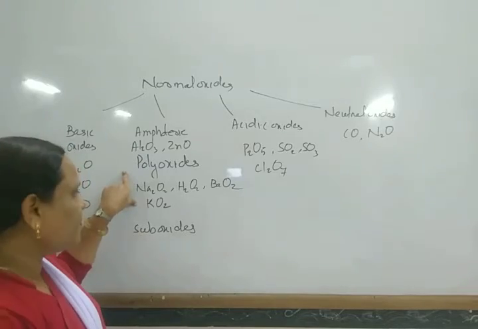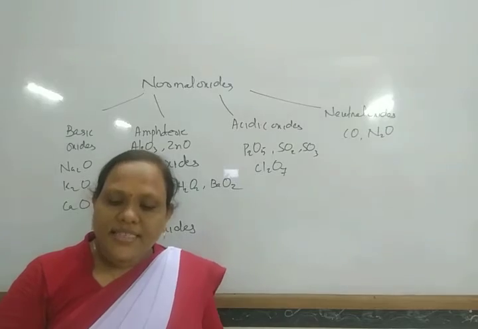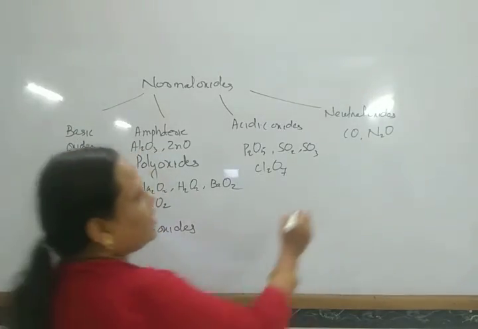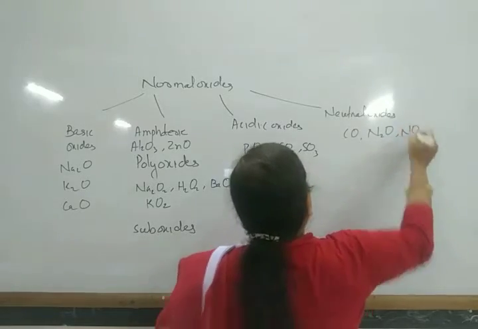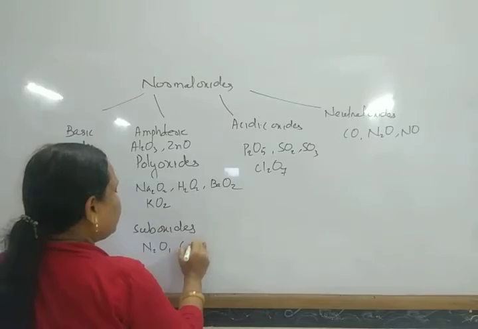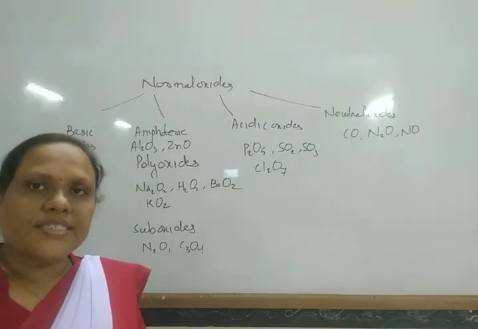They have more oxygen. And suboxides contain less oxygen than their normal valency. So that is N2O, C3O2. These are some examples of suboxides.